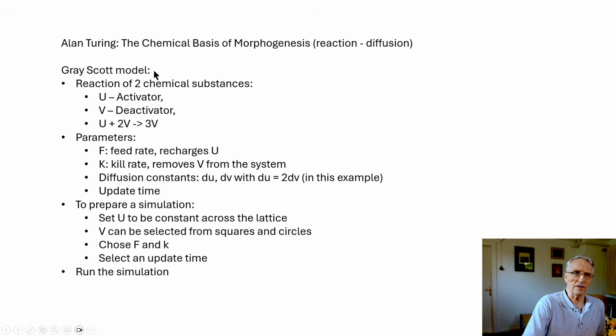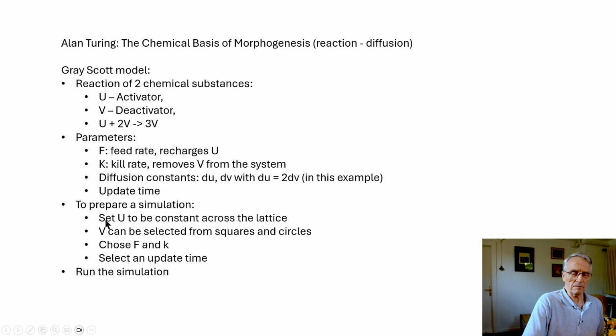Now, a few details about the Gray-Scott model. So reaction of two substances, we call the activator U, the deactivator V, and this is the reaction U plus 2V goes to 3V. And so the deactivator eats the activator. We have the parameters, feed rate, recharges U, kill rate, removes V from the system. We have diffusion constants, which are not so important. Two constants, I choose the U to be twice as big as the V. That's absolutely okay. Then we have an update time, of course, the speed of the simulation.